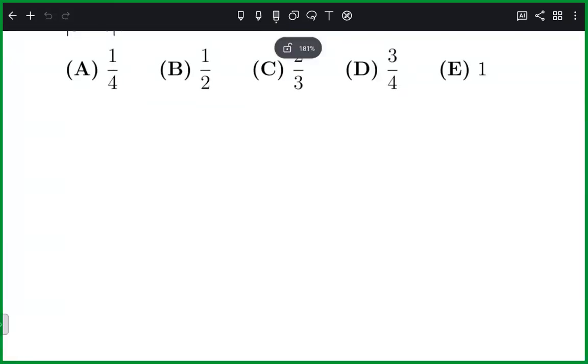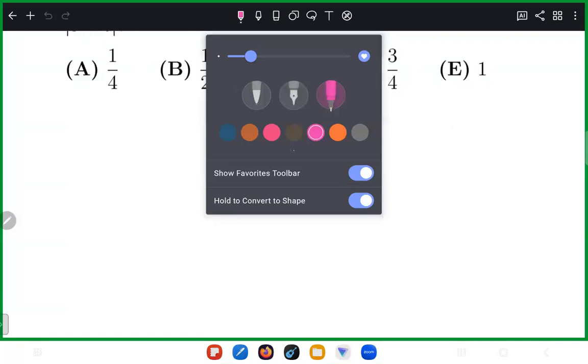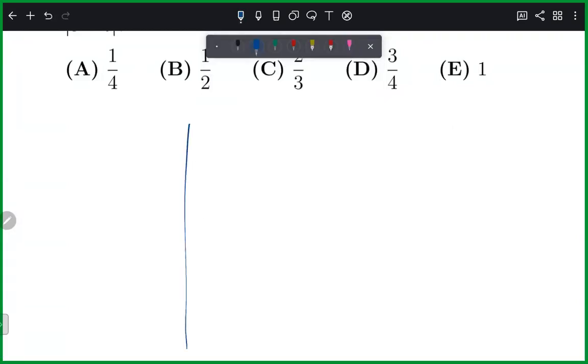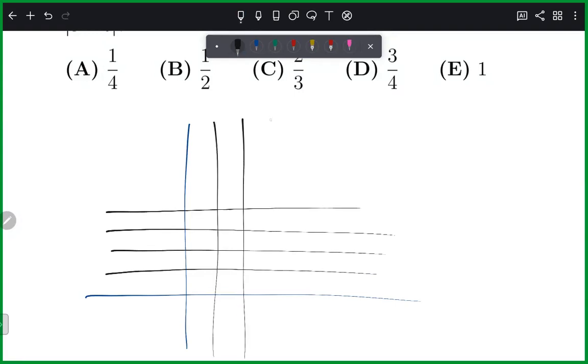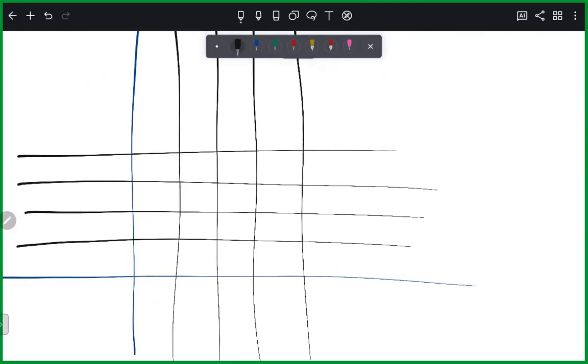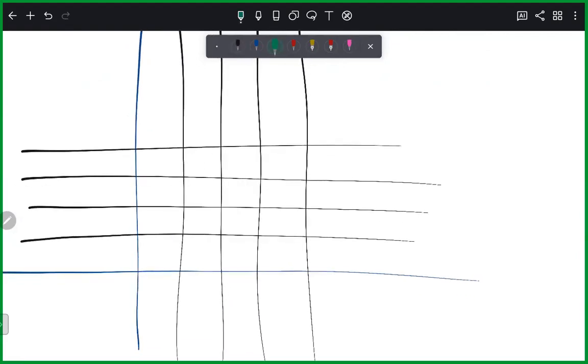Let's draw a coordinate axis and locate the points on the axis. I'm going to draw a number of horizontal and vertical lines because the points are located on integer coordinates, and these lines will help us to see the points in a clearer way. Okay, so this is A, this is B, this is AB, and this is A', this is B'.